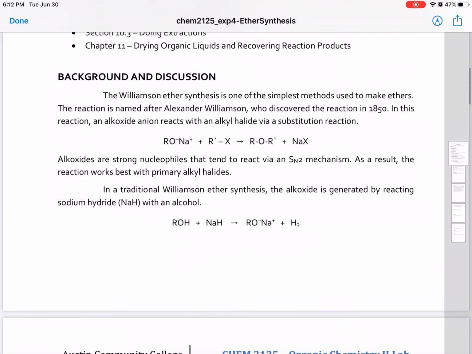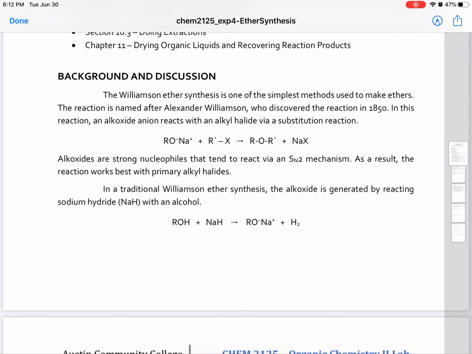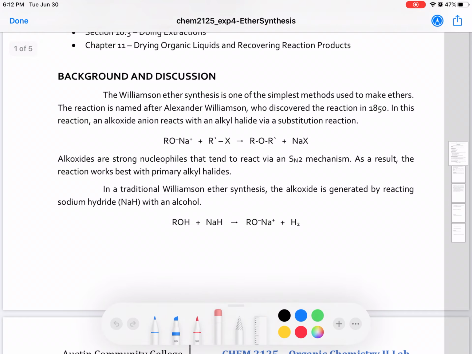Now this is what's happening during this reaction. Basically, alcohol in the form of an alkoxide ion reacts with an alkyl halide. First we have to form an alkoxide anion from the alcohol, and then it's going to react with the alkyl halide to form the ether, and this is the ether functional group.